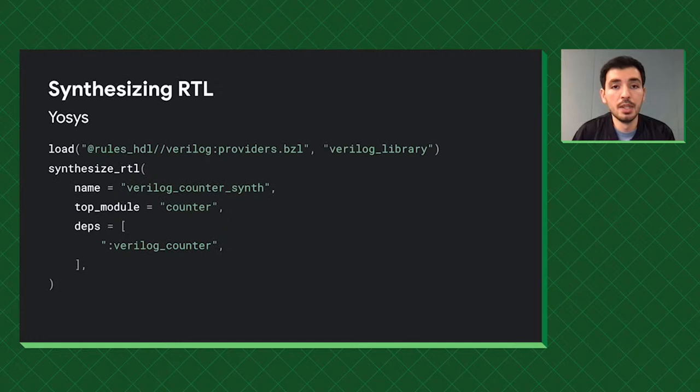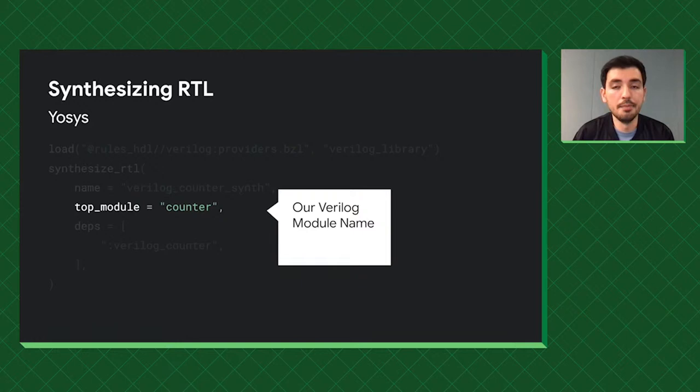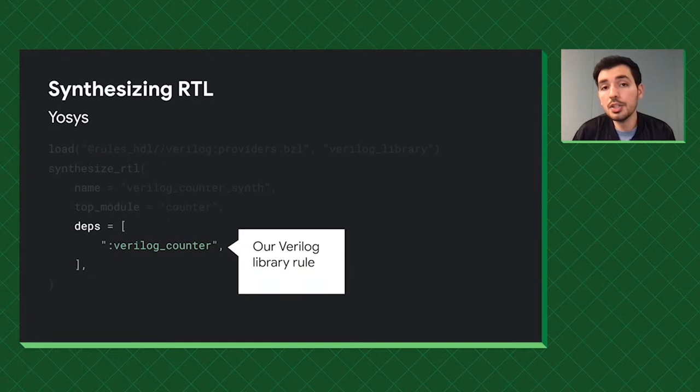So next, we need to synthesize our Verilog library rule. We do this by first specifying that counter top level module I pointed out before, and then providing a dependency to our Verilog library rule. And you can chain these together in the same way you can with a Java rule, or a Java library, or a CC library. And Bazel will take care of concatenating your sources and making them available to the synthesis tool.